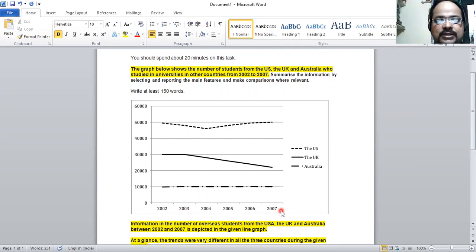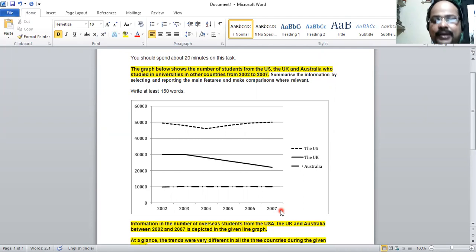And this is what this information is. We have data from 2002 to 2007, and it is depicted in a line graph. We have the data from the USA, UK, and Australia over the period, and how the number of students is marked in the line graph.